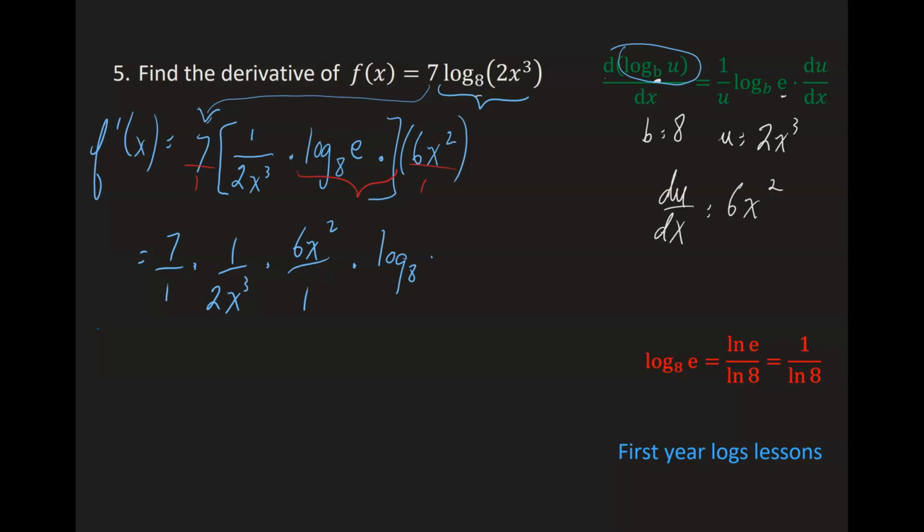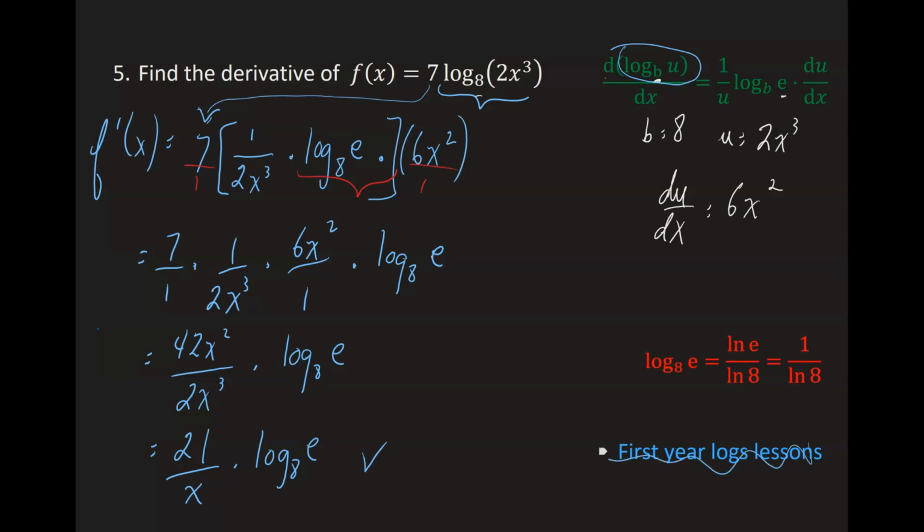Let's fix that e. All right. 7 times 6, 42x squared over 2x cubed times log base 8 of e, and 21 over x times log base 8 of e. Okay, the 42 over 2 reduces to 21 over 1, and x squared over x cubed is 1 over x. So that one is complete. We talked about this in class. I'm not going to get into that right now.